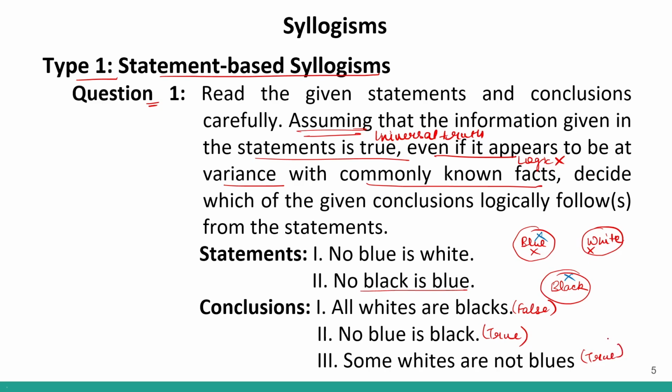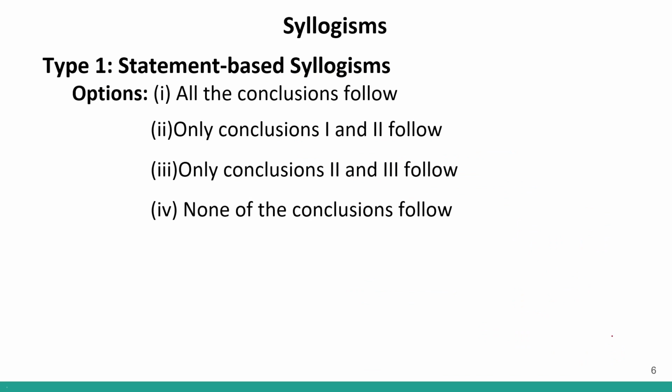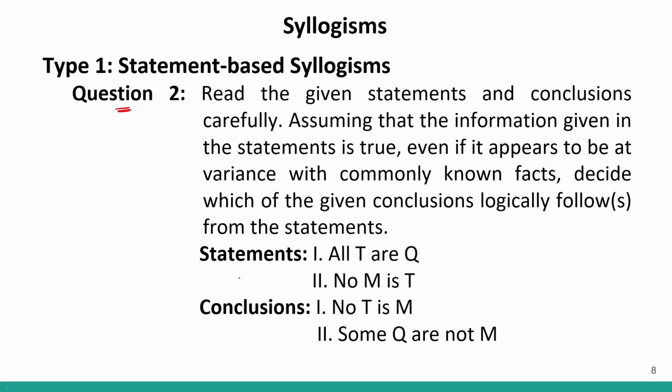Let us look at the options. Option number 3, I can say that only conclusion 2 and 3 follow because conclusion 1 was untrue. So my answer will be option number 3, that only conclusion 2 and 3 follow. Correct?